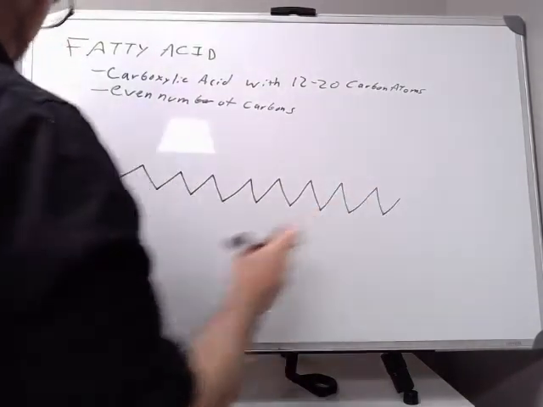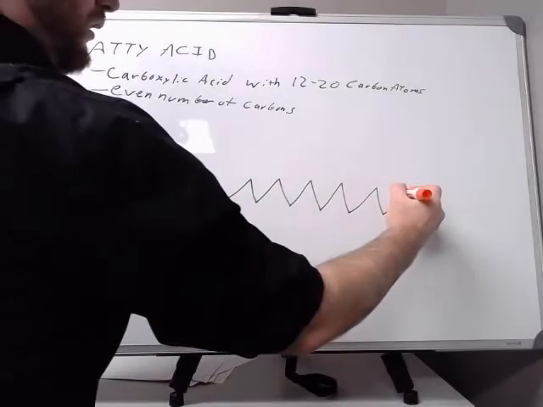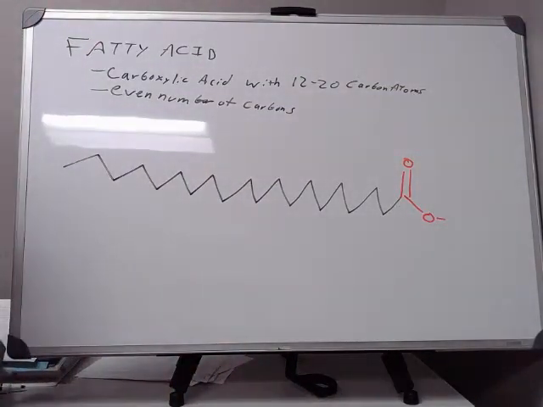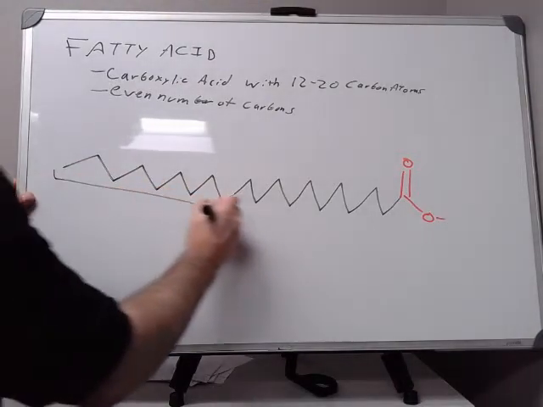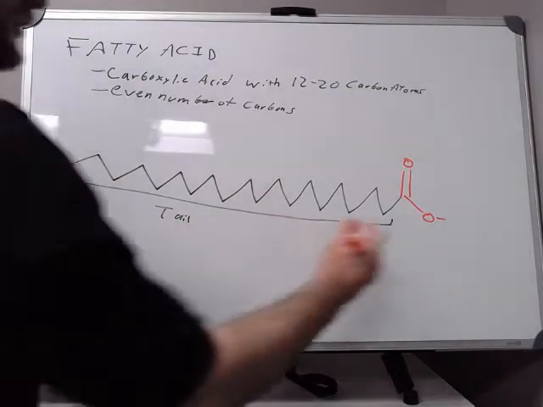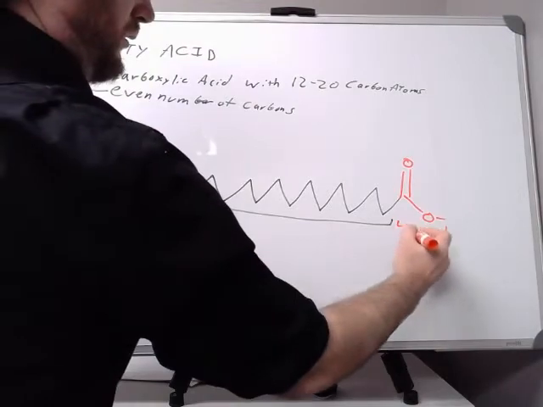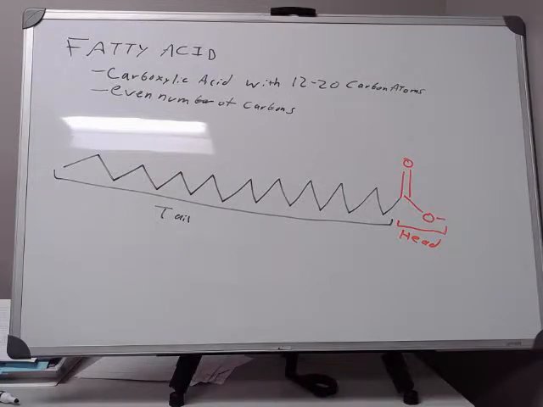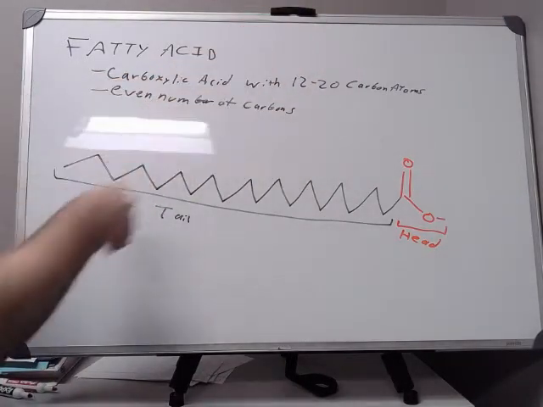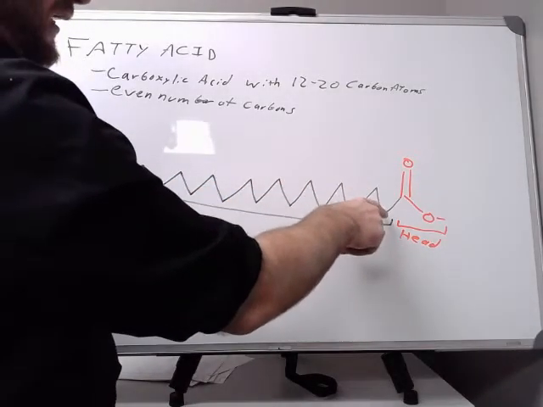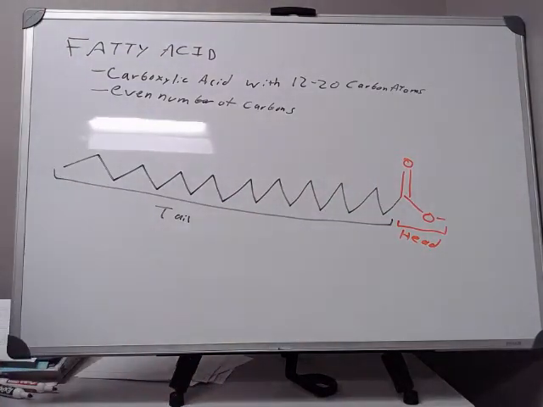I'll try to color code this just because I can. And so this black portion of the molecule is described as the tail, and this red portion with the carboxylate group is described as the head. And so the tail group of the fatty acid is what contains our 12 to 20 carbon atoms. In this case, we have 1, 2, 3, 4, 5, 6, 7, 8, 9, 10, 11, 12, 13, 14, 15, 16, 17, 18, 19 total carbon atoms in this molecule.